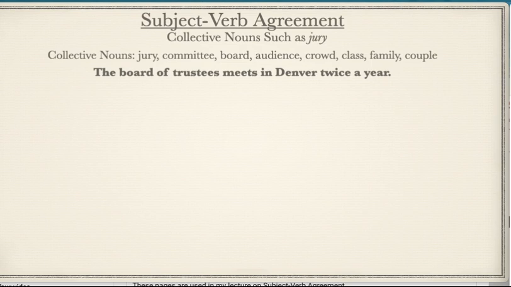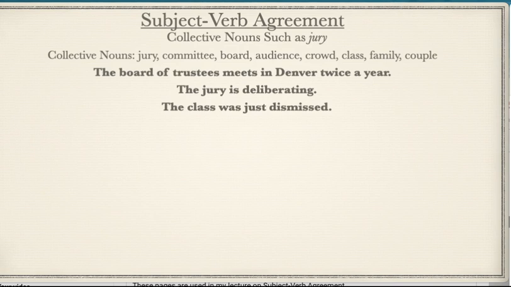Often you can replace these words with the word it as a reminder that they're to be treated as singular rather than plural. For example, the jury is deliberating could be thought of as it is deliberating. Or the class was just dismissed: it was just dismissed. That just helps you to keep in mind that these types of nouns are used as singular. How about the words who, which, and that?